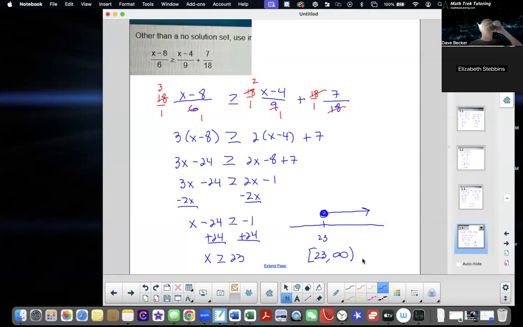I got the same thing. Excellent. Do some professors or teachers insist that you put another number on the number line, usually zero, instead of just the number, just to make sure the orientation is correct? I'm not sure if your professor cares or not. I don't think he does. Okay.